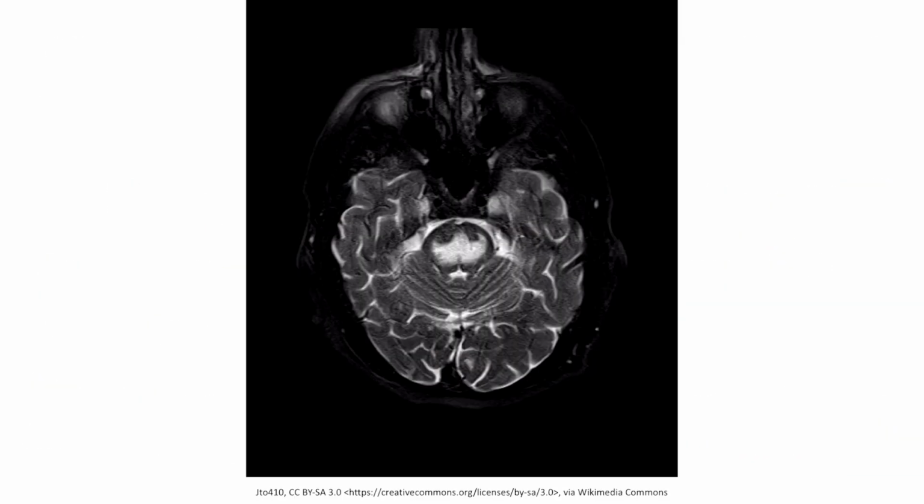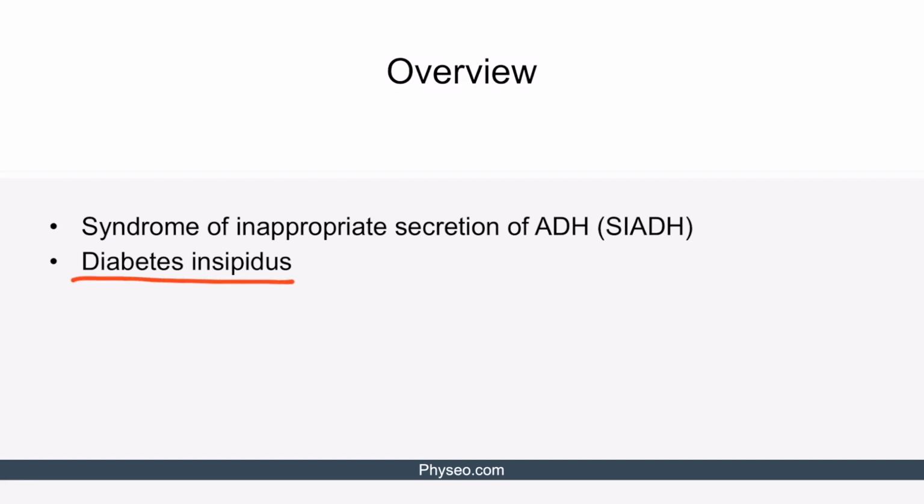Here is an MRI image of a patient with osmotic demyelination syndrome. Note the hyperintense area in the pons. There is also a classic trident-shaped appearance, which is caused by involvement of the transverse pontine fibers and sparing of the corticospinal tracts. Now let's move on to our second condition here, diabetes insipidus.